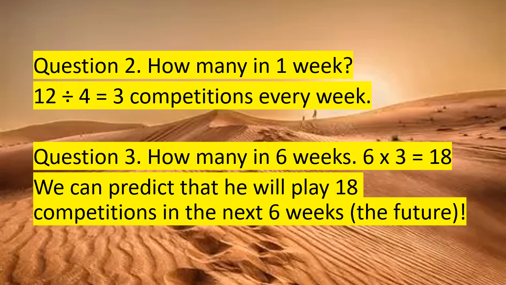So, next part of the question, how many in 1 week? So 12 divided by 4 equals 3 competitions every week. Next question, how many in 6 weeks? So 3 every week for 6 weeks. 6 times 3 equals 18. So we can predict, we can foretell the future that he will play 18 competitions in the next 6 weeks. So that's how you tell the future.